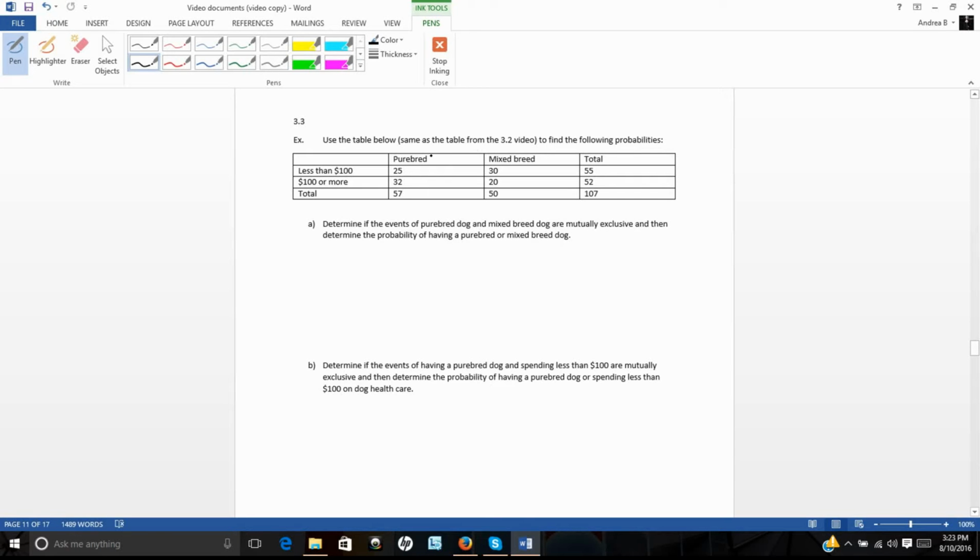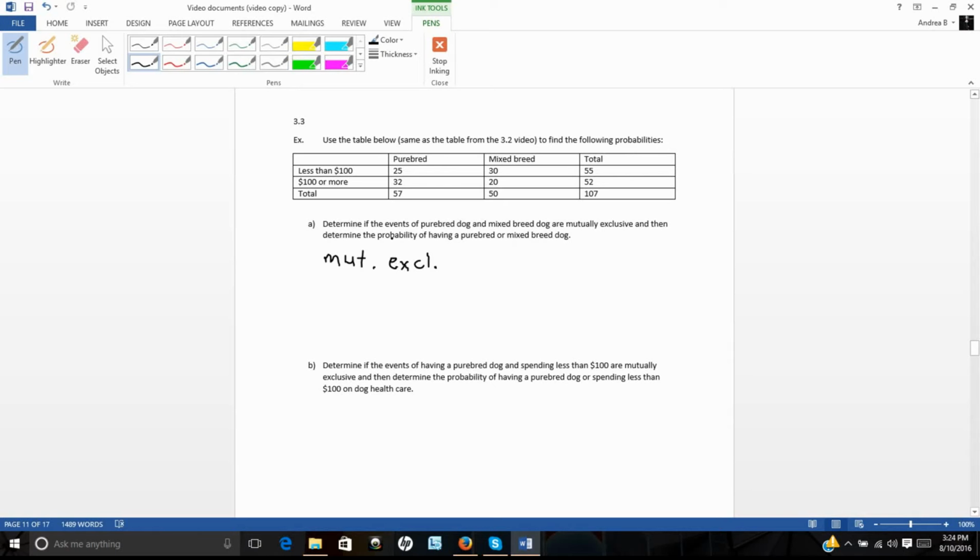So in other words, is it possible for a dog to be both a purebred and a mixed breed dog? So the answer for that is no, it's not possible for it to be both. So since it's not possible for it to be both a purebred and a mixed breed dog, that means that it is mutually exclusive. So I'll abbreviate it here. It is mutually exclusive because they cannot happen at the same time. They can't be both purebred and mixed breed dog at the same time for that same dog. So that means that they are mutually exclusive. You know, sometimes it's easy to get those mixed up there.